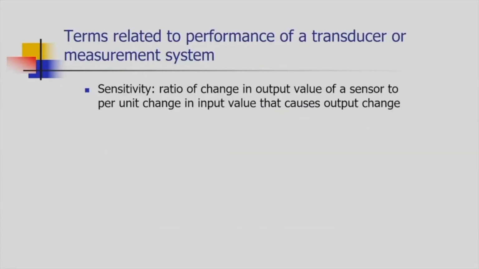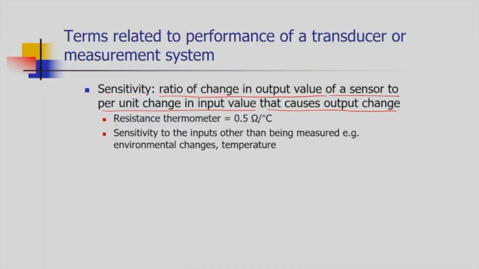The next performance related term of a transducer is the sensitivity. It is defined as the ratio of change in output value of a sensor to per unit change in input value that causes the output change. Let us consider the example of a resistance thermometer. If there is a change of 1 degree Celsius in the environment, the instrument is giving an output of 0.5 ohm. So, that is called the sensitivity.